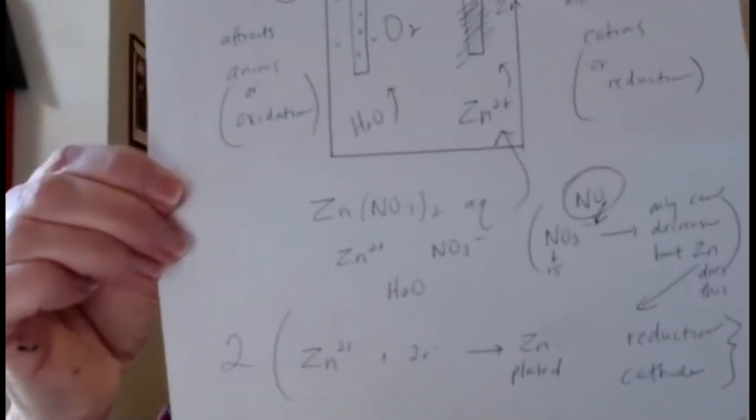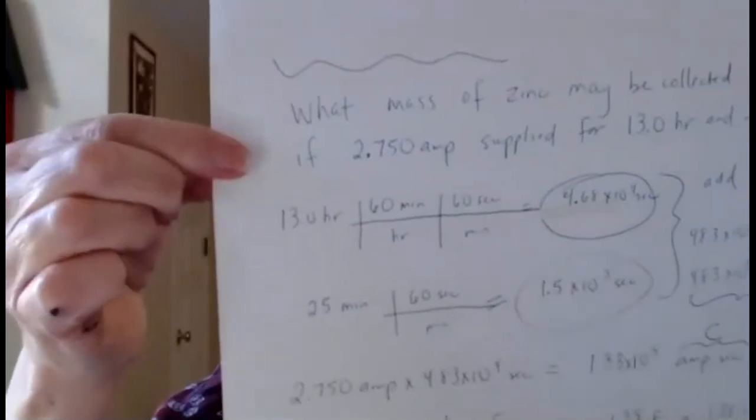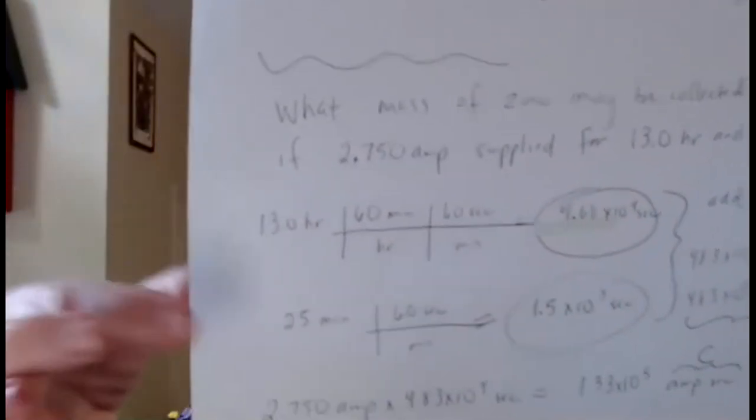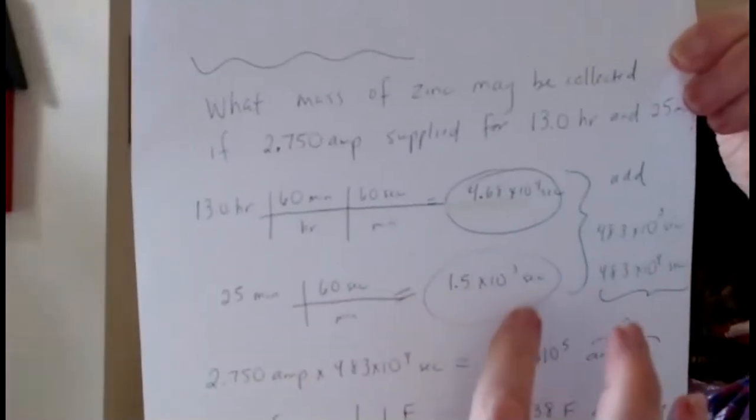This is my net. Now, here's the math that goes with it. Same reaction. I'm going to read it and then I'll hold it up. What mass of zinc may be collected if I supply a current of 2.750 amps for 13 hours and 25 minutes? So my first step. See, here's my word problem right here. I change my 13 hours to seconds. I change my 25 minutes to seconds.